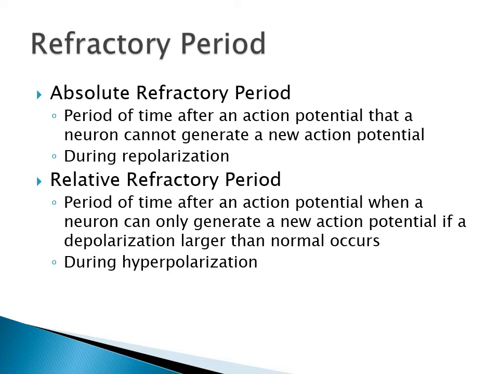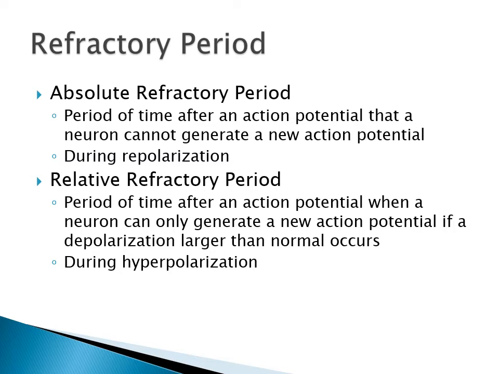The next one is a relative refractory period, and this is a period after an action potential when a neuron can fire again, but in order to do so, it's going to need to have a much larger depolarization than normal. So before we said threshold was negative 55. During the relative refractory period, that threshold is going to be much larger in order for the neuron to fire again.